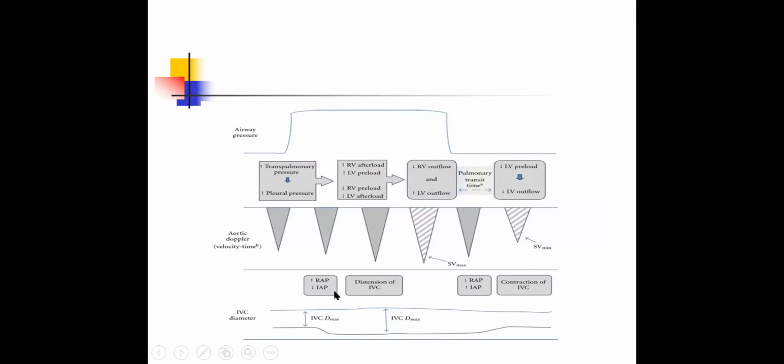And we can here also see how the right atrial pressure fluctuations lead to changes in the IVC diameter. During inspiration, there is a decrease in the venous return leading to distension of the IVC, and during expiration again there is a contraction of the IVC.